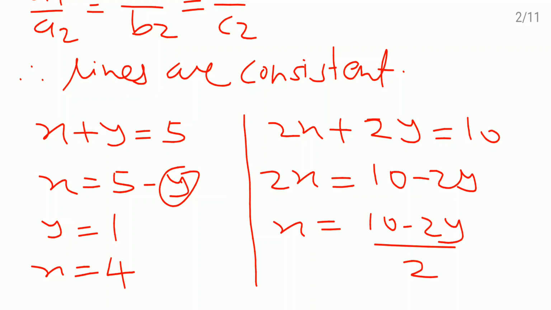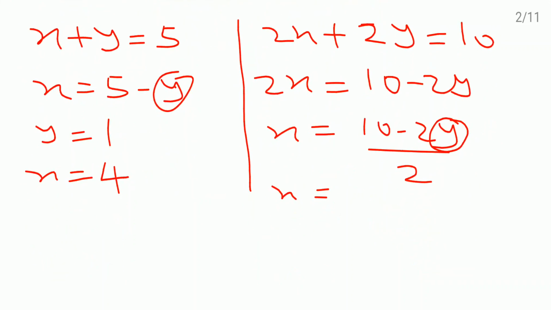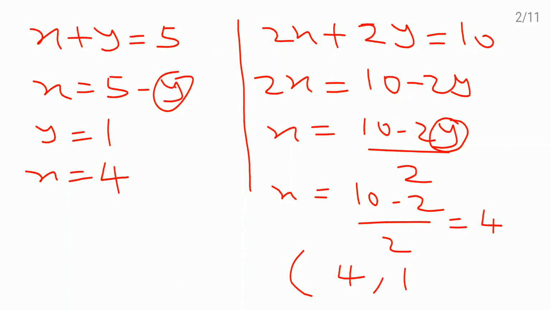Here also if you take a value of y as 1, so what happens here then? x is equal to 10 minus 2 by 2. So 8 by 2 is 4. Correct? Here also I get x is 4 and y is 1. Same here, x is 4, y is 1. In this way, I will find out three solutions for each equation.